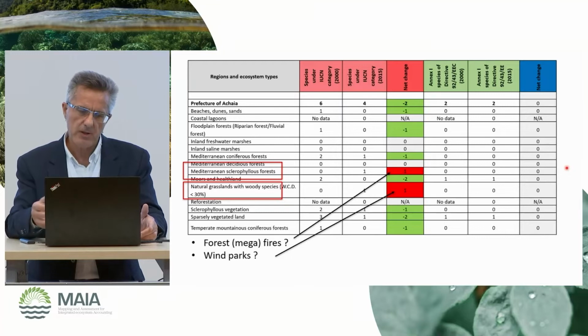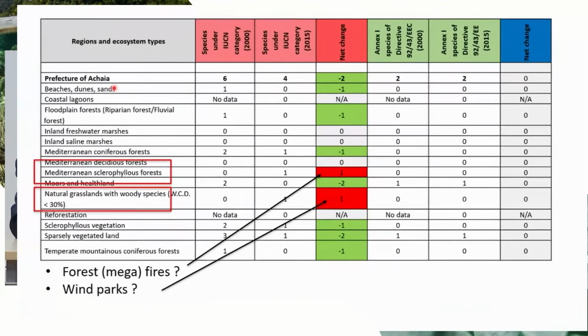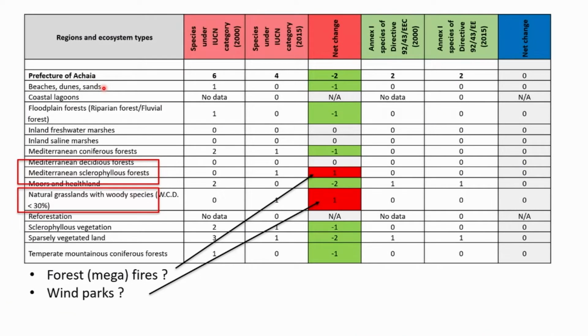Here we see one example, the prefecture of Achaia, where our university is located. We see the different ecosystem types, for example dunes and sands, and the species under IUCN categories, how many we have in 2015, and here we also give the net change. The same is shown in the other three columns with Annex species, Annex 1 species of the directive, and Annex 1 species of the directive in 2015. And here we see the net change.